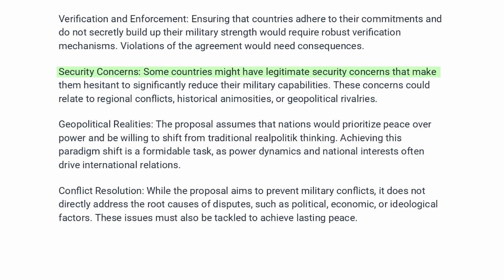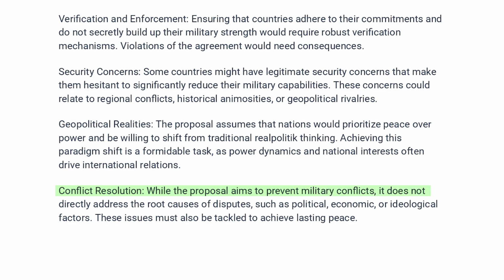Security concerns. Some countries might have legitimate security concerns that make them hesitant to significantly reduce their military capabilities. These concerns could relate to regional conflicts, historical animosities, or geopolitical rivalries. Geopolitical realities. The proposal assumes that nations would prioritize peace over power and be willing to shift from traditional realpolitik thinking. Achieving this paradigm shift is a formidable task, as power dynamics and national interests often drive international relations.